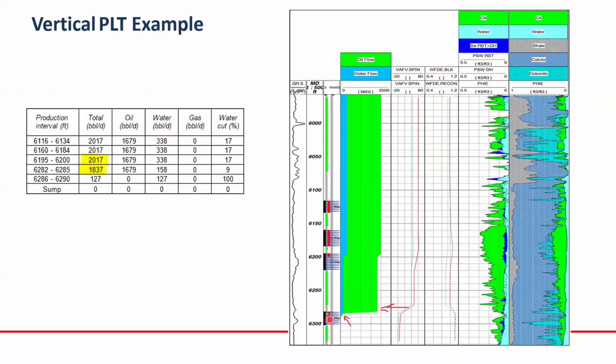Okay, this is an example of PLT. As you see here, the bottom part, the small part, is 100% water. And then suddenly we have most of the production coming from this part. What does that mean? Can someone put it in the messenger? What do you expect? What will give you this huge oil production? Anyone?